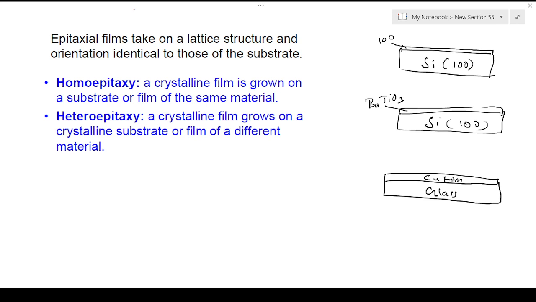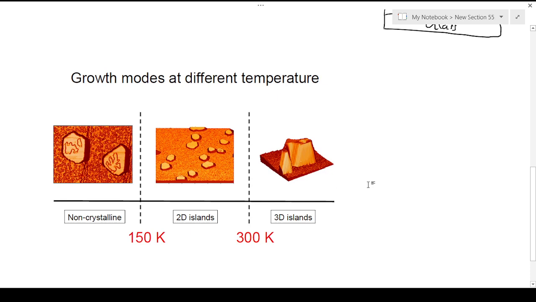Okay, so as you can see in the figure on the screen, the growth mode at different temperatures. Initially the temperature is well below 150 Kelvin, and you will not be getting proper islands, and the deposition will not be crystalline either. Here we have coated some material on a substrate, and these patches represent that the film is not properly crystallized. So it is amorphous in nature.